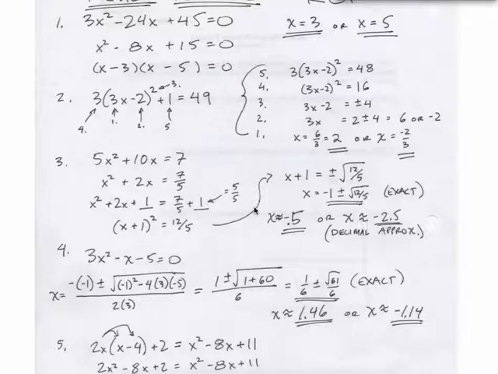I take the square root of both sides. I come over here, and then I subtract 1 from both sides. This is the exact answer, but put it into your calculator and you get 2 approximate answers.